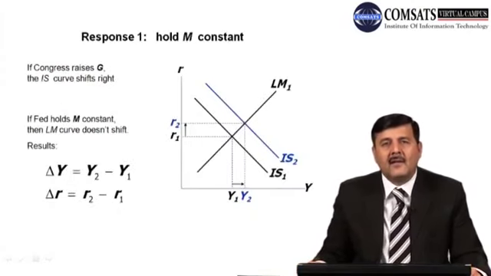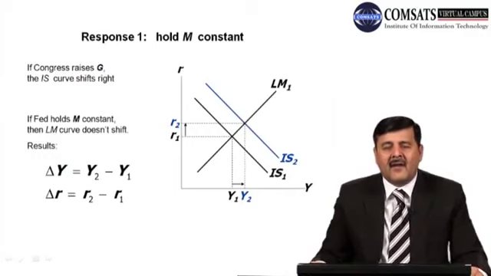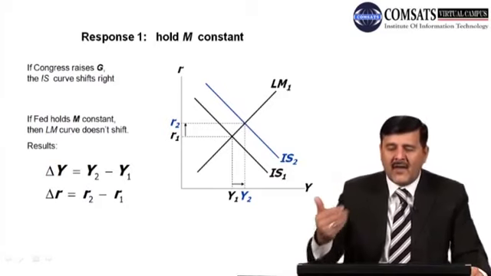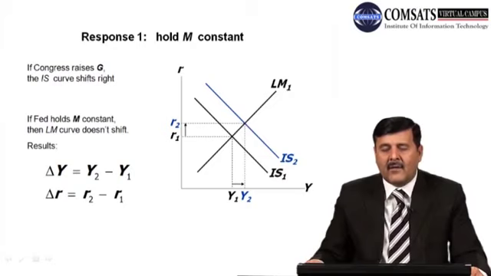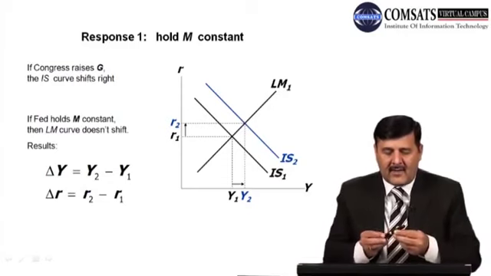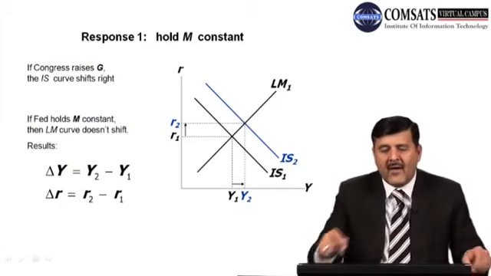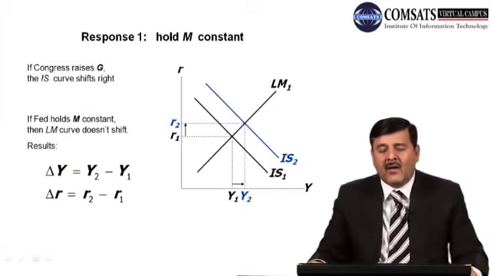Suppose response one, which the Fed could take, is that they hold money supply constant. Now when the Congress or the government increases expenditures, the IS curve will shift rightward. So we have the initial IS1 curve and LM1 curve. Both of these two curves intersect each other at a point, so we have equilibrium in the market, R1 and Y1.